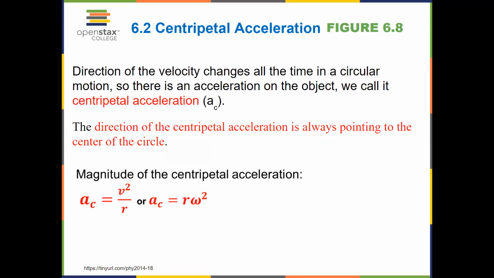We also took a look at the acceleration. If you have uniform circular motion, then the acceleration is always pointing towards the center of the circle, so it's called centripetal acceleration. And the acceleration can be either equal to v squared over r, the linear speed squared over r, or r times the angular speed squared.